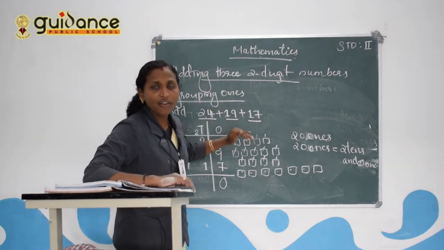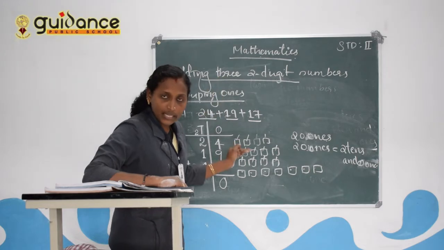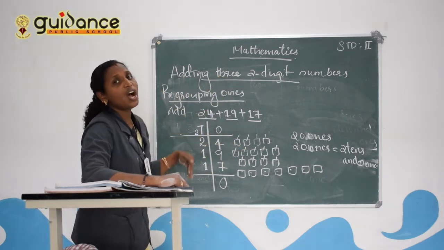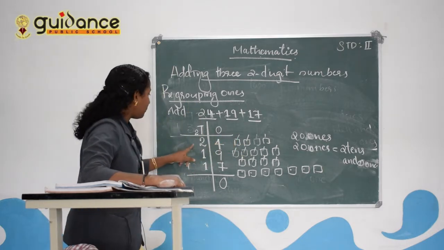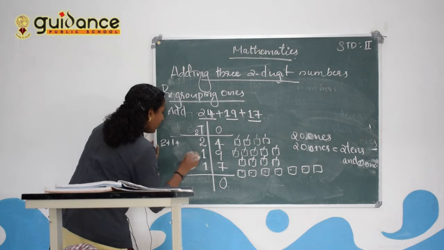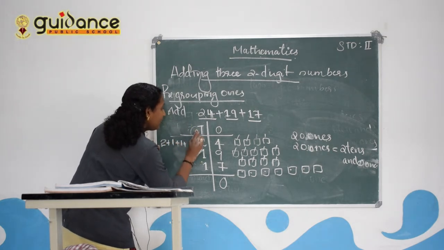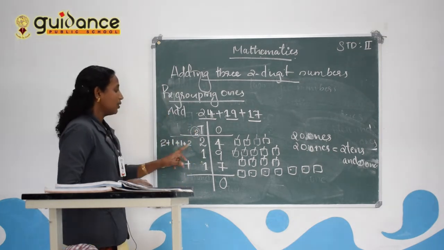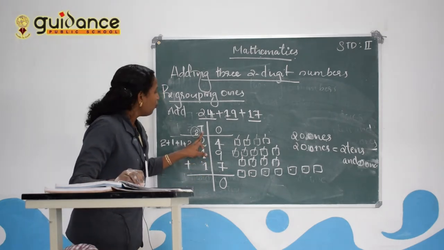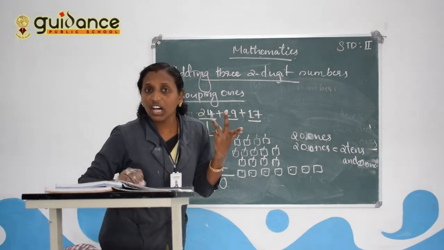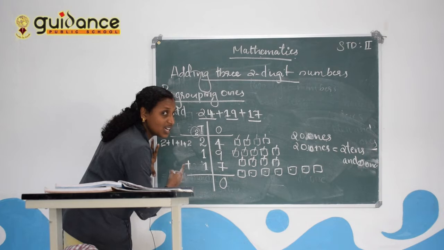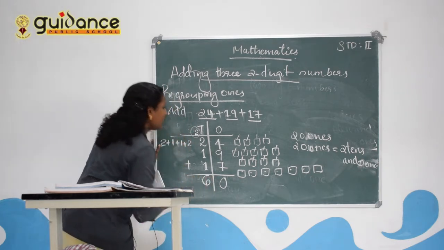Okay, the addition of the ones place is over. Next, adding the tens place. Here we have 2 and 1 and 1, then the carried over 2. 2 plus 1 plus 1 is 4. 4 plus the carried over 2 is 6. That means 6 tens.